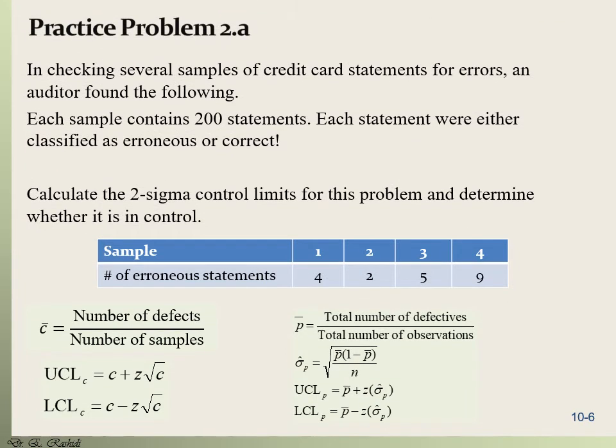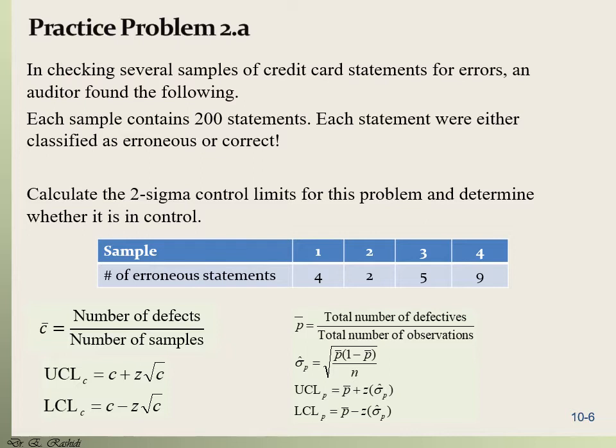Next practice problem. In checking several samples of credit card statements for errors, an auditor found the following. Each sample contains 200 statements. Each statement was classified as either erroneous or correct, defect or correct. Calculate the two sigma control limits for this problem and determine whether it is in control or not.